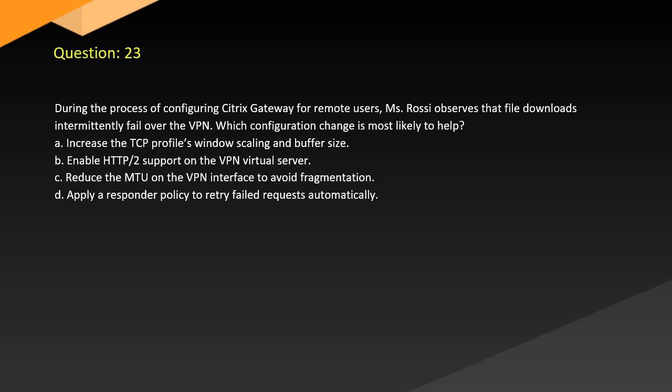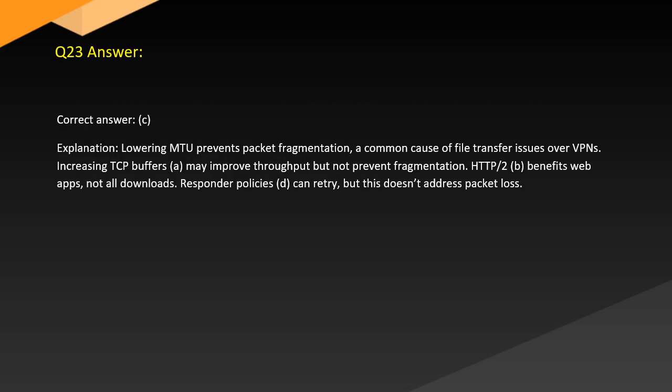D. Apply responder policy to retry failed requests automatically. Answer. Correct answer: C. Explanation. Lowering MTU prevents packet fragmentation, a common cause of file transfer issues over VPNs. Increasing TCP buffers, A, may improve throughput but not prevent fragmentation. B. Benefits web apps, not all downloads. Responder policies, D, can retry, but this doesn't address packet loss.